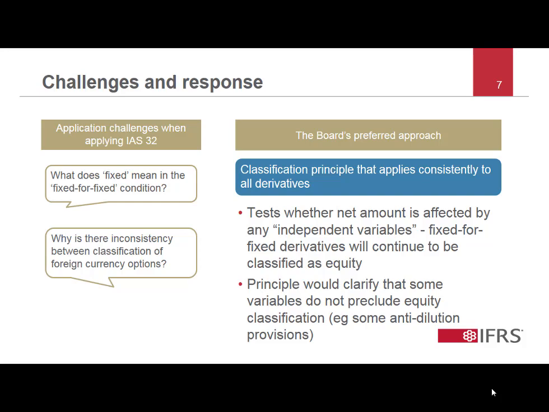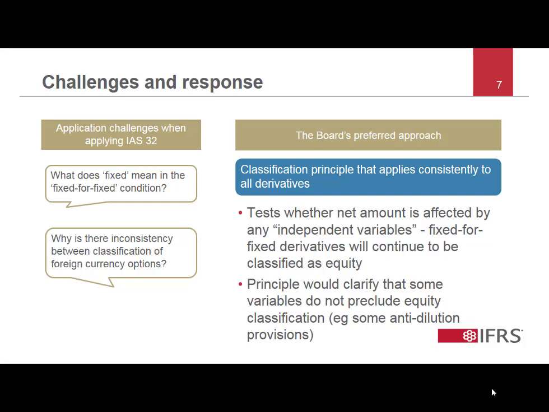Applying IAS 32, only those derivatives that meet the so-called fixed for fixed condition are classified as equity instruments. That is a derivative that will be settled only by the issuer exchanging a fixed amount of cash or another financial asset for a fixed number of its own equity instruments. When applying this condition in practice, questions arose such as what does fixed mean in the fixed for fixed condition, as IAS 32 does not define the meaning of fixed or explain the rationale for the condition. Under the board's preferred approach, the same classification principle would apply to all own equity derivatives, whether standalone or embedded derivatives that are separated from a host contract.